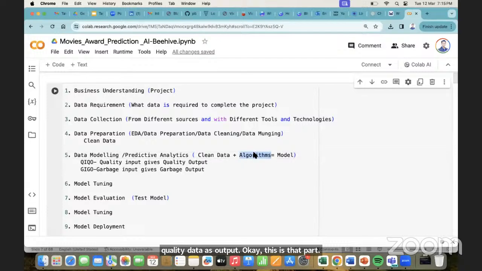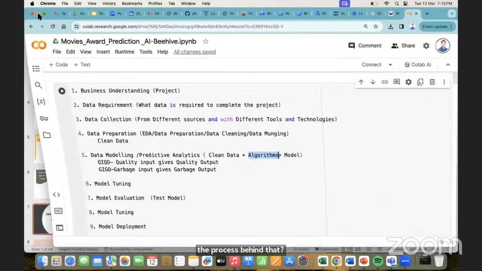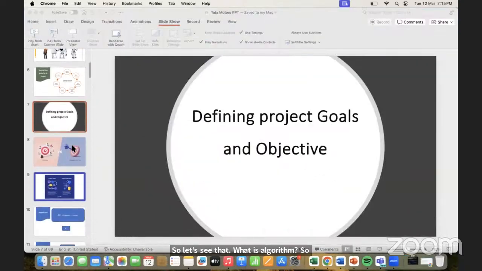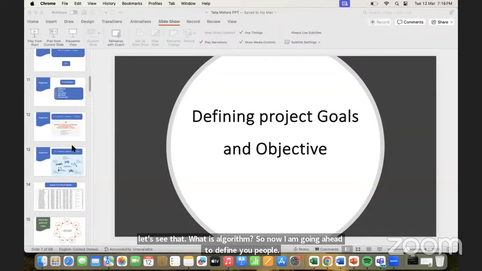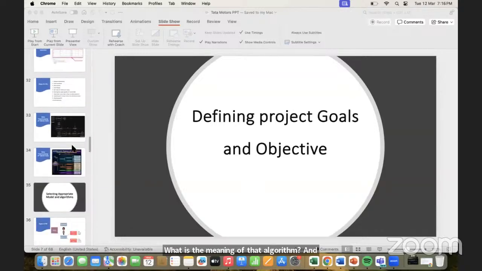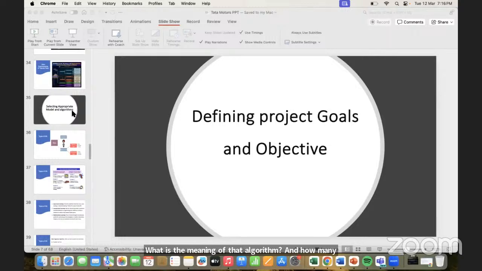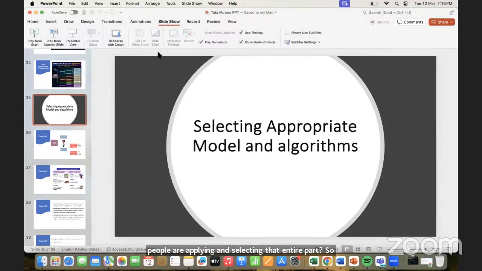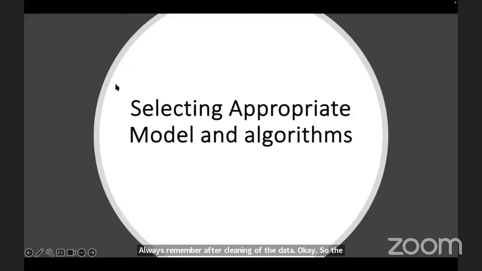Now I am going to guide you on what algorithms are, how we are going to select the algorithm, and what the process behind that is. So let's see what an algorithm is. Now I am going ahead to define the meaning of algorithm and how we apply and select it. We apply machine learning after cleaning of the data, guys. Always remember, after cleaning of the data. Concentrate carefully here: selecting the appropriate algorithm for our project.